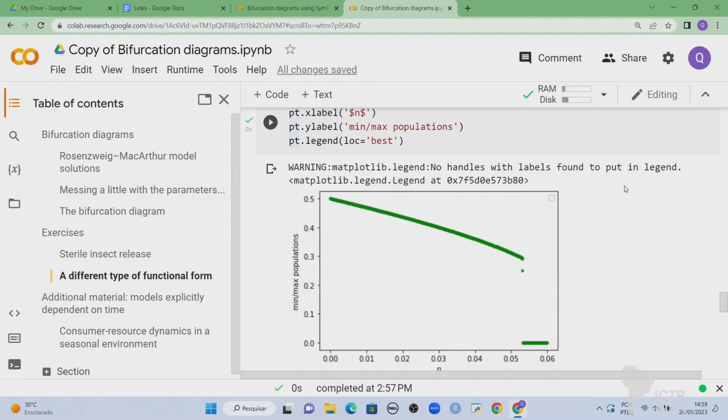Okay, let's do that. Yeah? When you showed the solution during the class, you did something about the initial condition, where it would take the last point from the previous solution. Do we have to do this in this case?